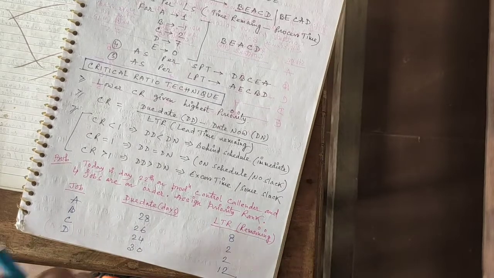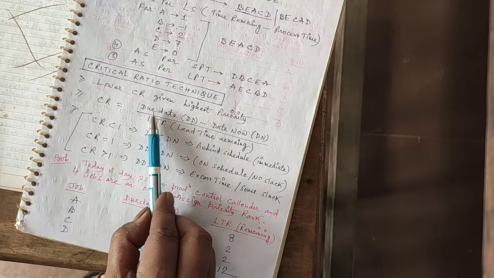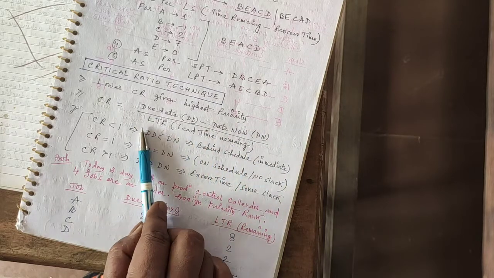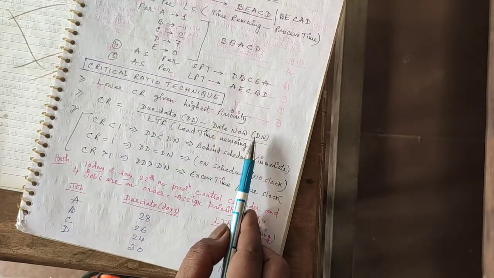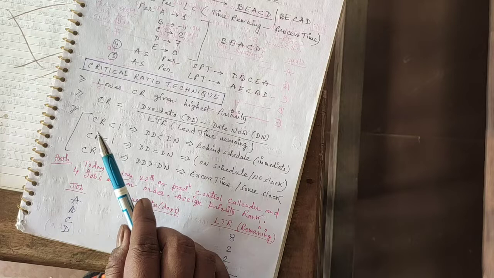Now one important thing is the critical ratio technique. What is the critical ratio technique? The job with the lower critical ratio is given the highest priority. How do we calculate CR, the critical ratio? Critical ratio is the due date minus the date now, divided by LTR, which is the lead time remaining.